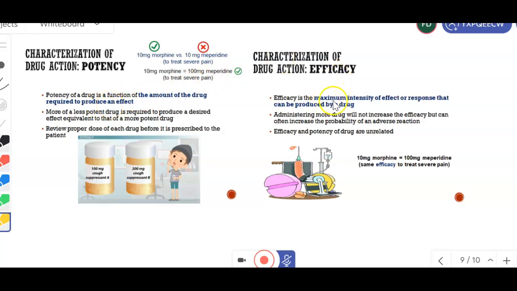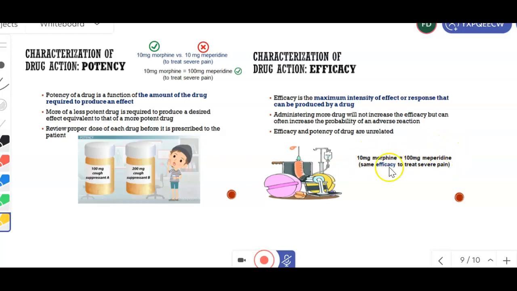Efficacy looks at what's the maximum intensity of effect. What's the maximum amount or intensity of effect or response that can be produced by a drug. So if you look at 10 milligram morphine and you compare it to 100 milligram meperidine, they're the same efficacy. That's the maximum intensity or effect that I will get to treat severe pain.